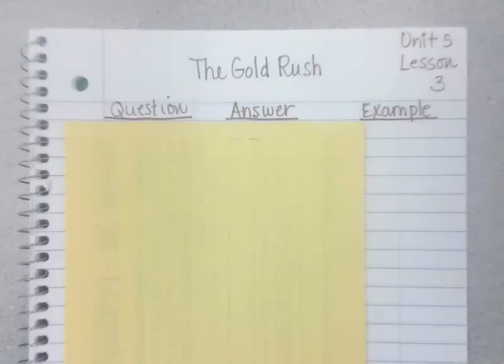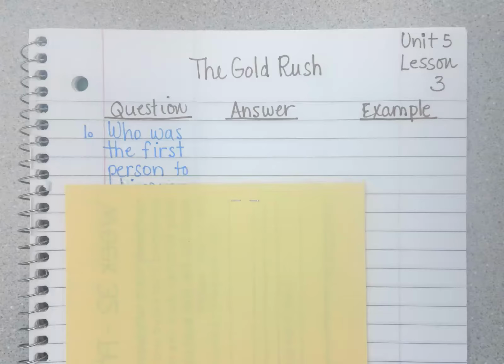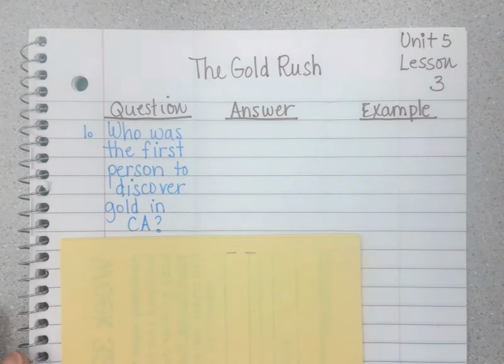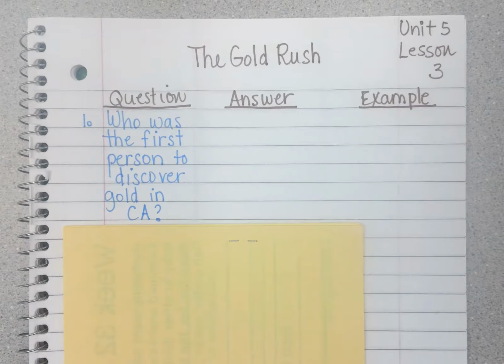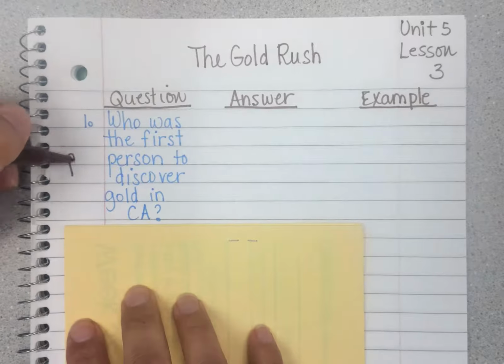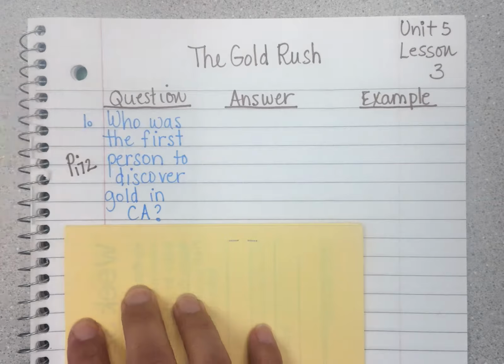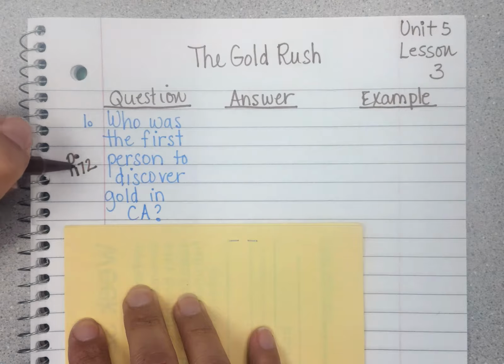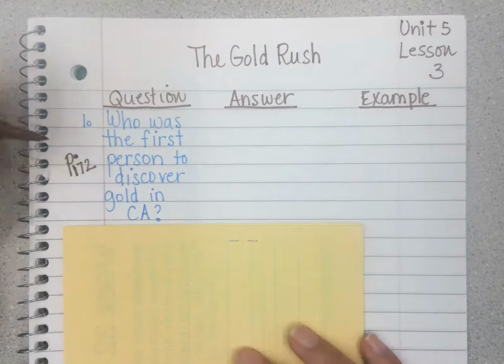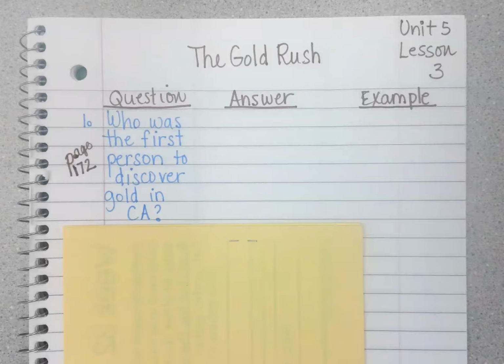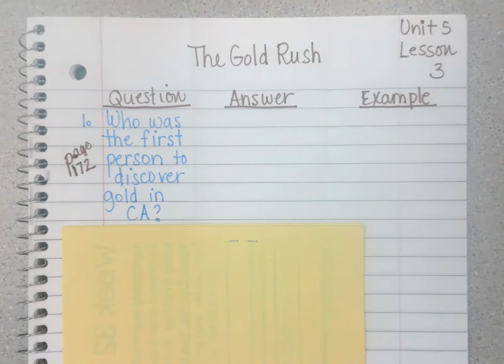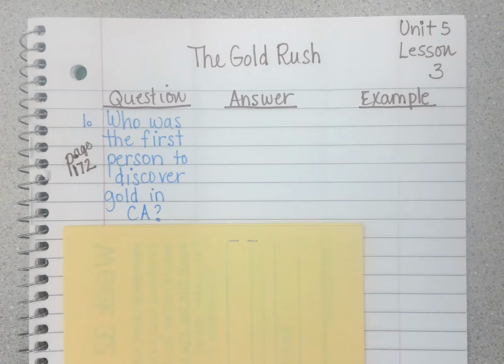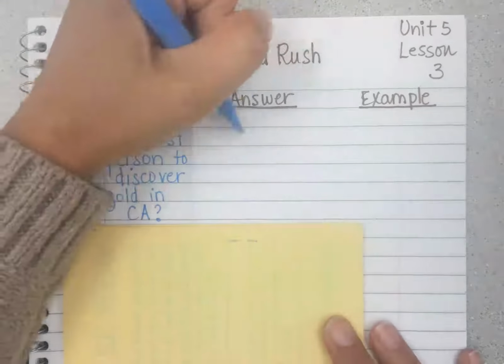Okay. Please write number 1. Who was the first person to discover gold in California? In your social studies book, you will find this on page 172. And that person was James Marshall.